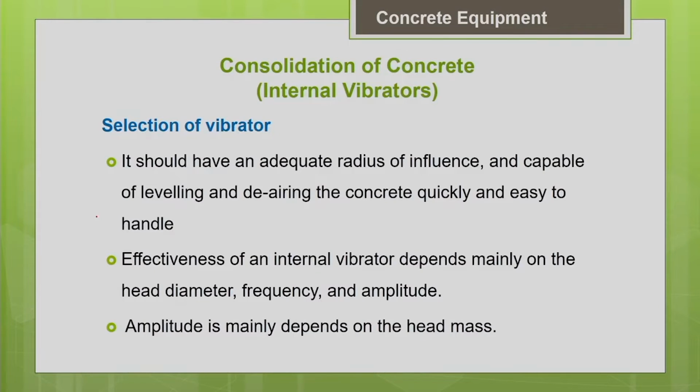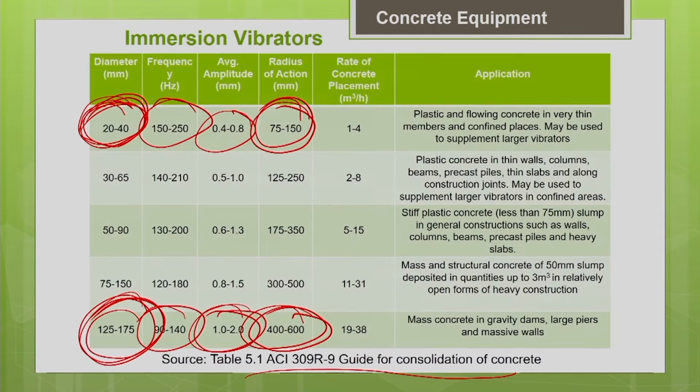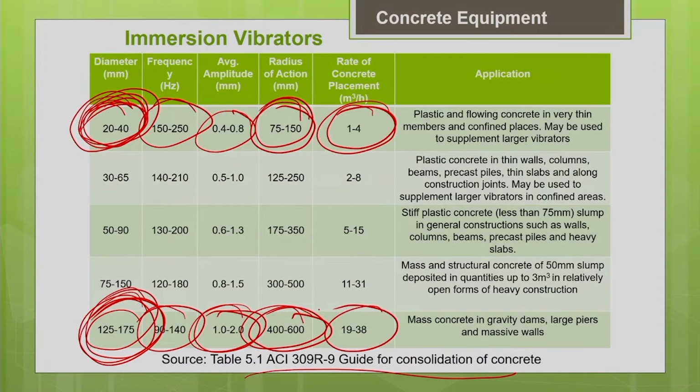Whatever vibrator you choose, it should have an adequate radius of influence so that you can have your desired consolidation rate. Your rate of concrete placement also varies. For a smaller vibrator, you can see 1 to 4 meter cube per hour, but for a bigger diameter vibrator, you can have 19 to 38 meter cube per hour of concrete placement. Depending upon the productivity needed, you have to make the choice of your vibrator.